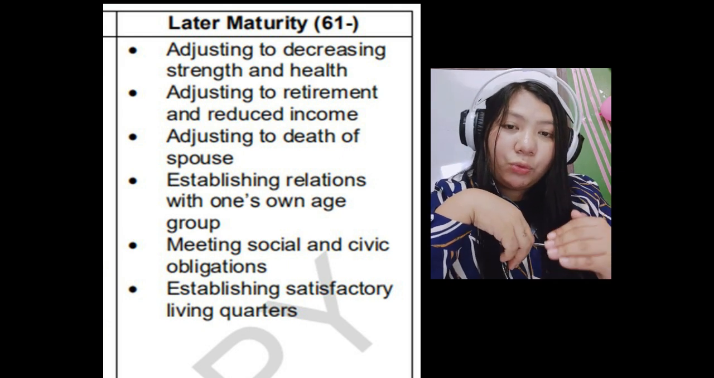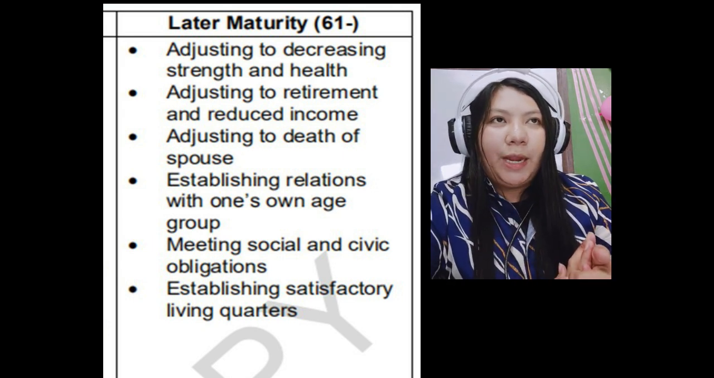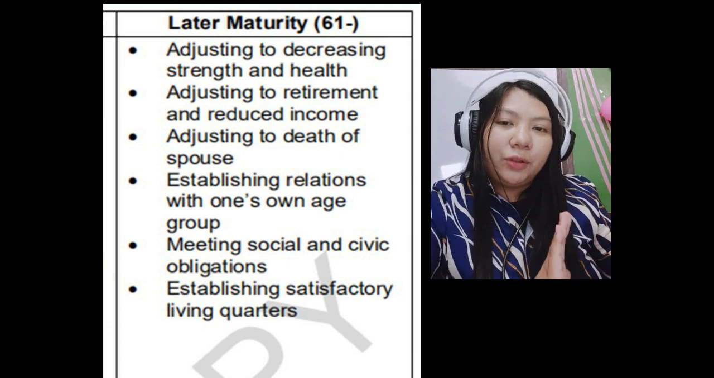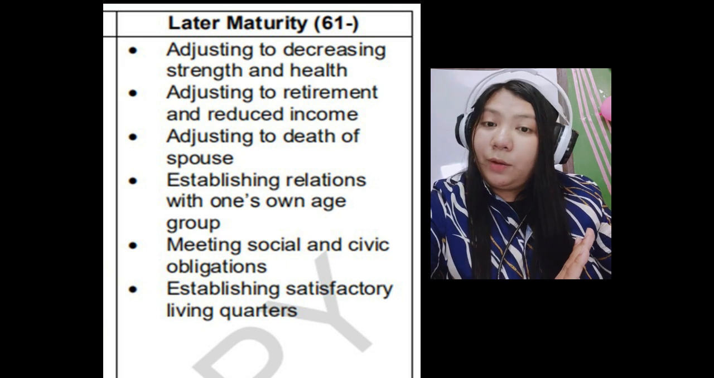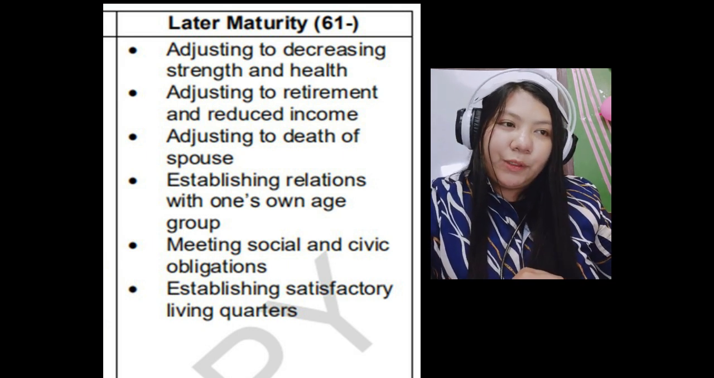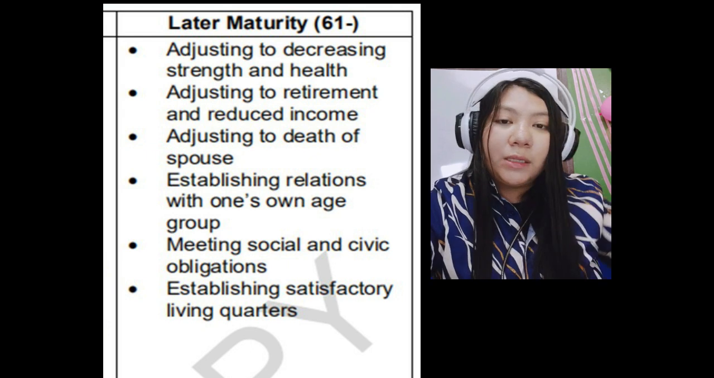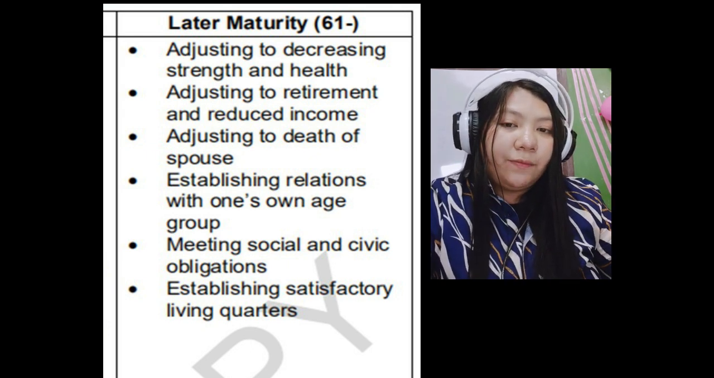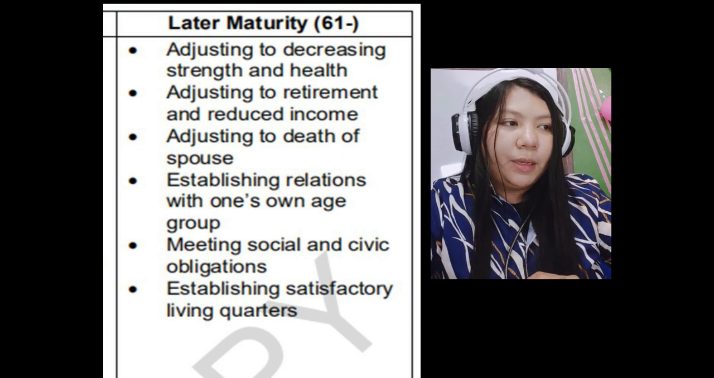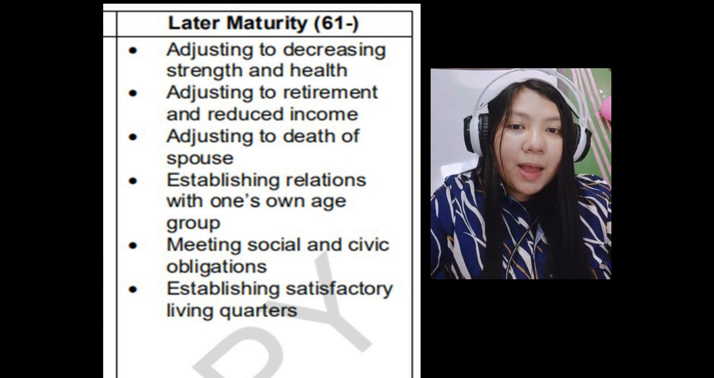Adjusting to retirement and reduced income. So, kaya diba meron, although may mga pension, o kaya naman kung naging maganda ang katayuan sa buhay ng mga anak mo, so hindi ka masyadong mamomroblema sa reduced income. Adjusting to death of spouse, so possibly, kung nagkaroon ka ng asawa, tapos tumanda na kayo, at this point in life, yun yung pwedeng maranasan. Establishing relations with one's own age group, so unti-unti ka nang nakikisalamuha sa mga ka-age level mo. And then meeting social and civic obligation, and establishing satisfactory living quarters. So yun na yung nag-start na. Yung iba kasi maaga, pero yung iba, retirement age. So, dyan nila na-e-enjoy yung sariling bahay, etc.